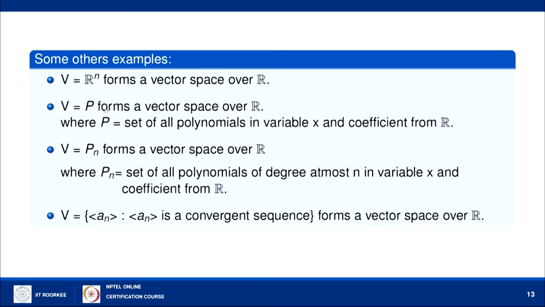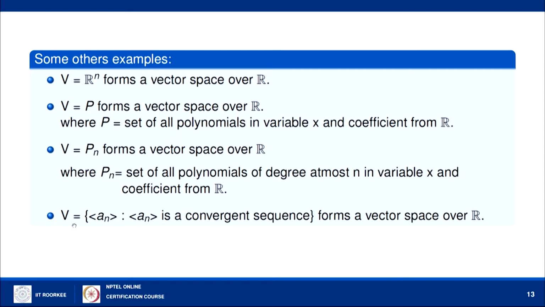If you take the set of all polynomials in variable x having real coefficients, then this set also forms a vector space over the field R. Similarly, if you take the set of all polynomials of degree at most n, so degree either n or less than n, in variable x with real coefficients, then this set also forms a vector space over the field of real numbers with respect to the usual polynomial addition and scalar multiplication.